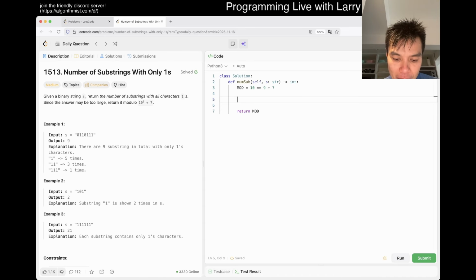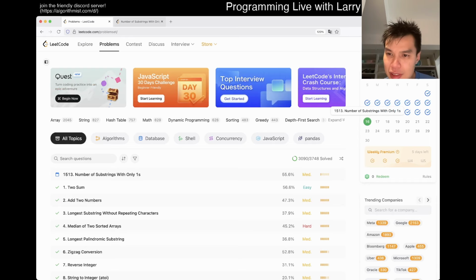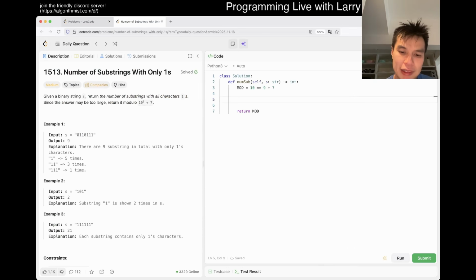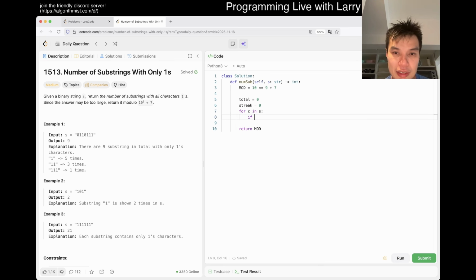But their formulas. That's just my brief explanation of why I prefer to do it this way. I think we did this either 2 or 3 days ago, actually, yeah, maybe, I guess it was yesterday. These days are long. But yeah, the total is 0, and streak is equal to 0. For c in s, if c is equal to 1, we increment the streak, else streak is equal to 0 because it's 0, and then just total add streak, and that's pretty much it.